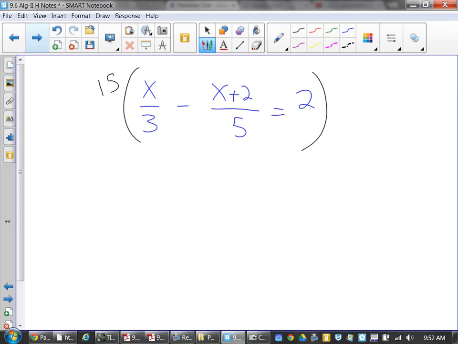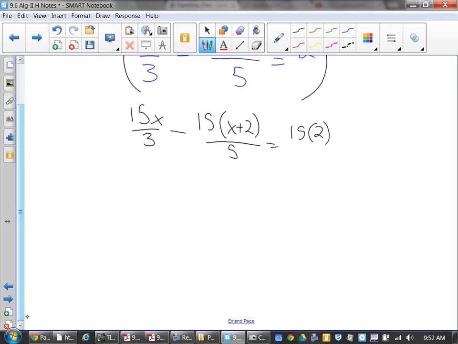Once again, I'm going to multiply this out long form before I start shortcutting. 15x over 3 minus 15 times the quantity x plus 2 over 5 equals 15 times 2. You okay with that so far? Start simplifying our fractions. We have 5x minus 3 times the quantity x plus 2 equals 30.